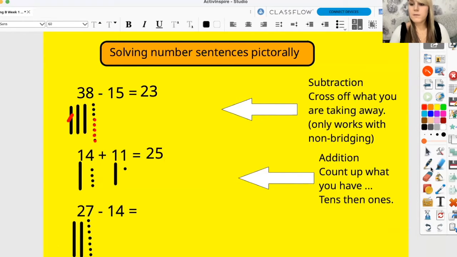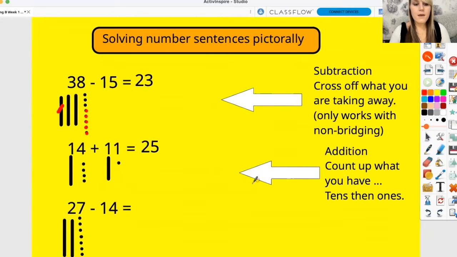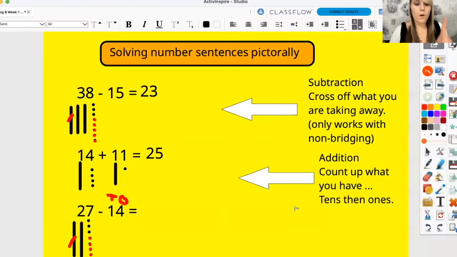So let's have a quick look at subtraction again with my different color pen. 27 take away 14. I'm not going to draw 14 because we're doing take away. We only draw the first number. So I'm taking away 1 ten and I'm taking away 4 ones. 1, 2, 3, 4. And then I'm counting what I have left. So I've got 1 ten left and I've got 1, 2, 3 ones left. Okay, so that's the pictorial method.